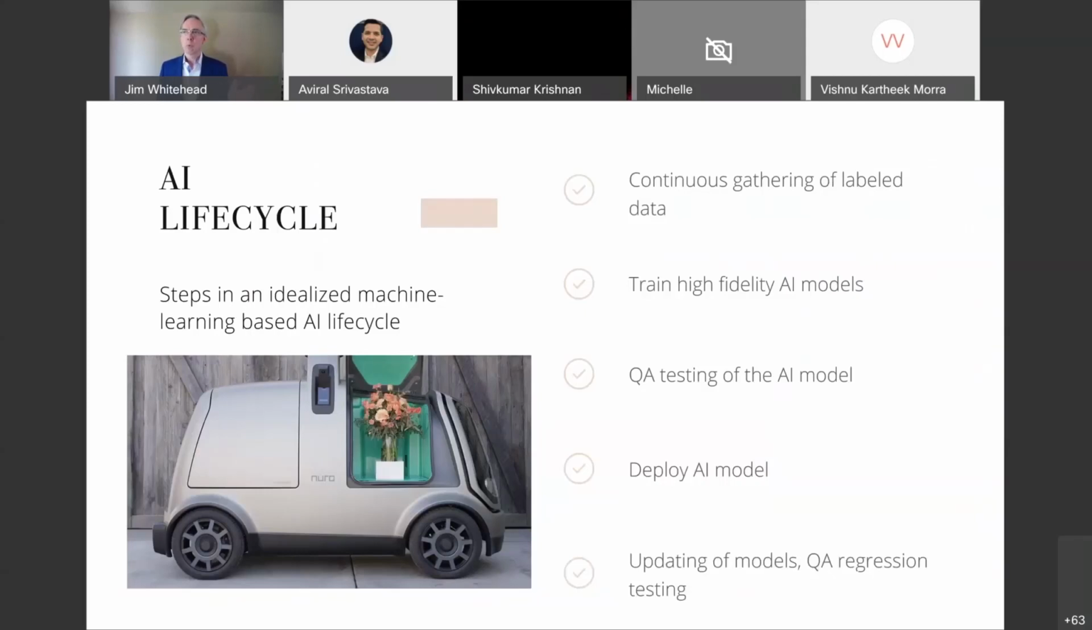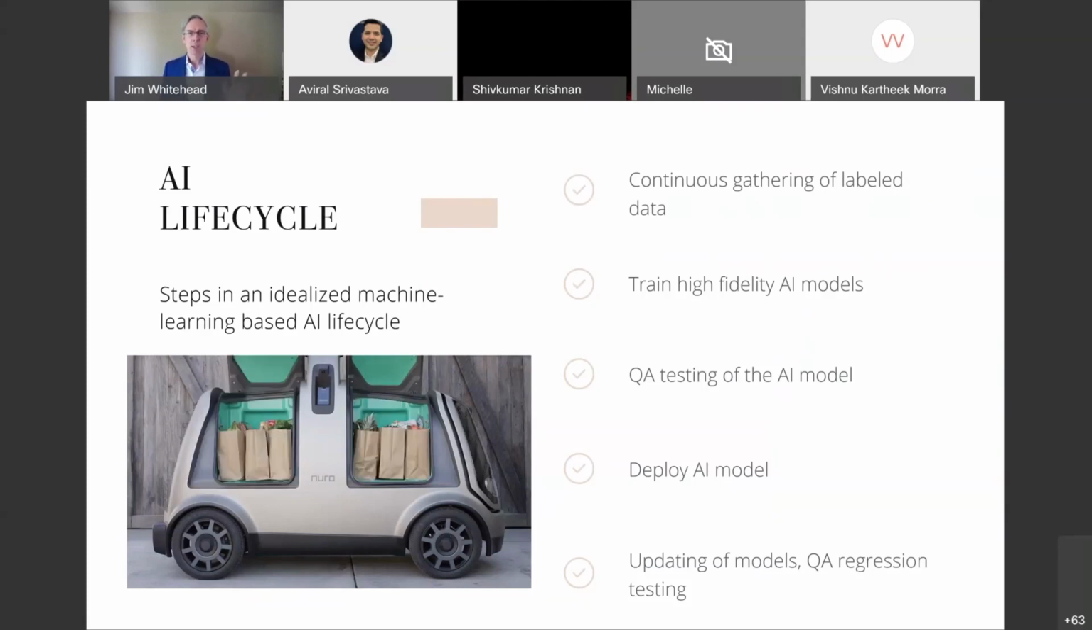Okay, so when you are developing an AI system, there's an idealized AI lifecycle that you go through. You start off with continuous gathering of data. You then use that data to train high fidelity AI models. You then perform some kind of QA testing of that model. Once the model seems like it's working pretty well, you then deploy that model out into your real world use situation. And then you have to update those models and continually perform QA on those models as you go along. Every single one of these areas provides opportunities for errors and problems to creep in.